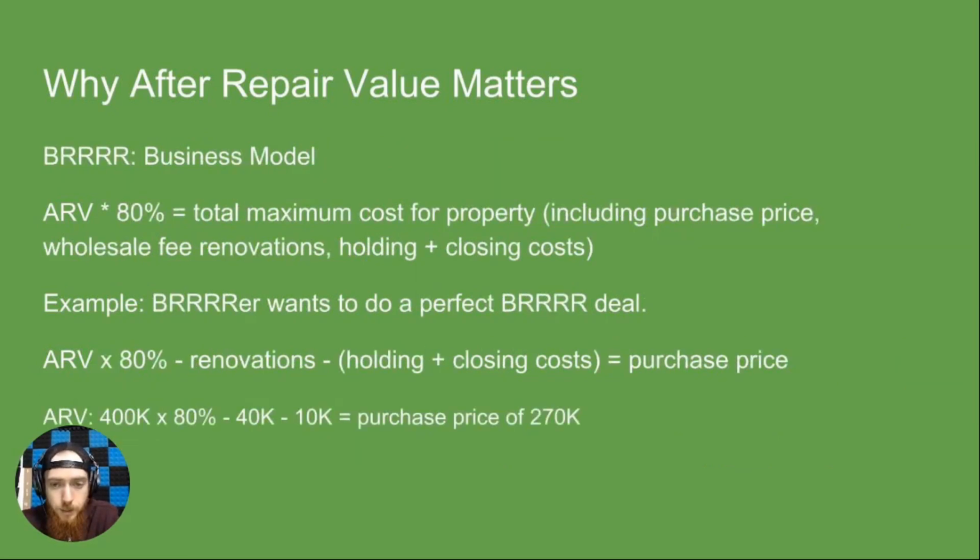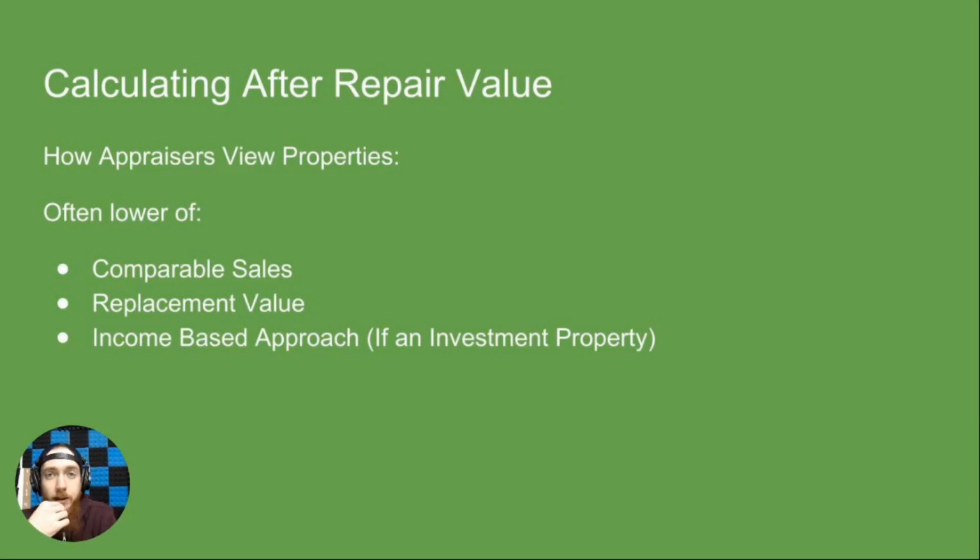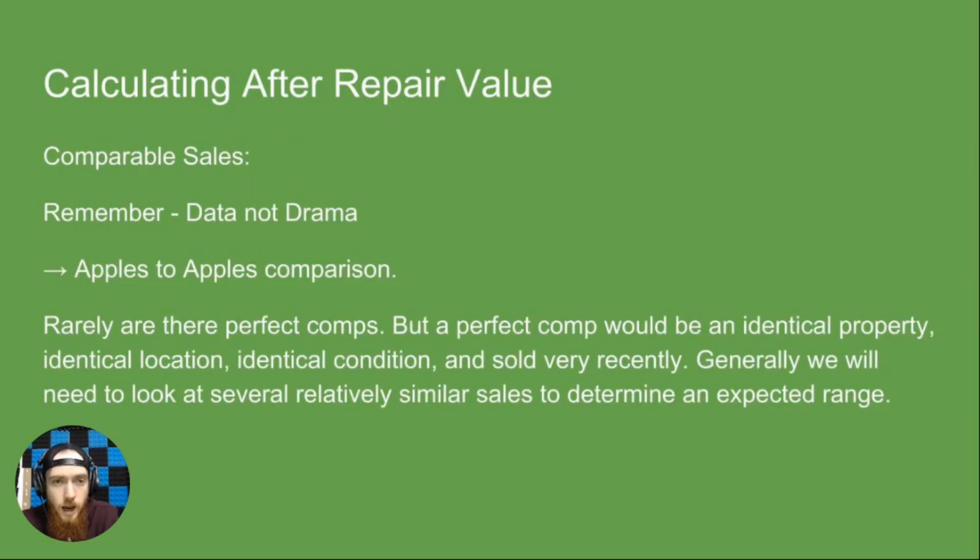So moving on, there's the BRRRR: calculating after repair value. So let's look at how appraisers view properties. This is going to be really important, especially for BRRRR investors, but even for flippers. It's often going to be viewed as the lower of comparable sales, replacement value, or income-based approach if it's an investment property. Obviously this last one is not going to be applicable if you're just flipping a single family home that's going to go to first-time buyers or retirees or anything of that nature. But if we're BRRRRing multifamilies or flipping multifamilies, the income-based approach is also a big factor that we need to take into consideration. Comparable sales.